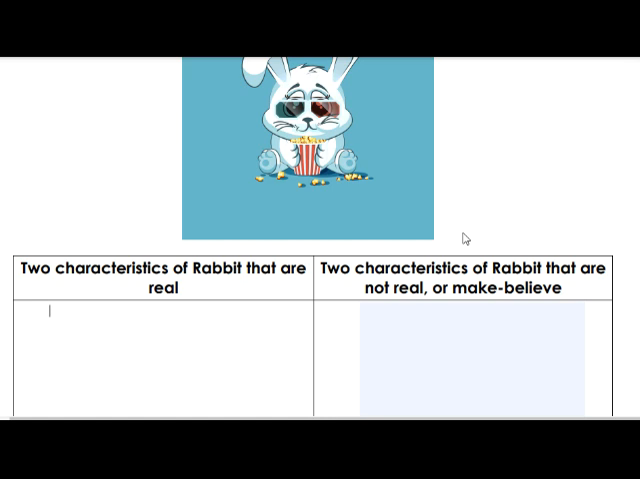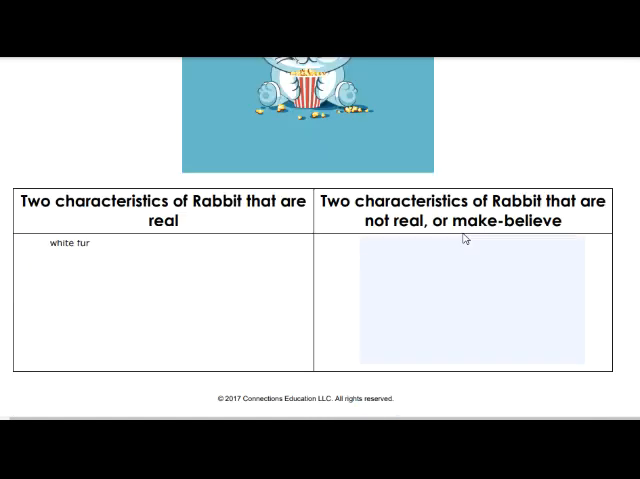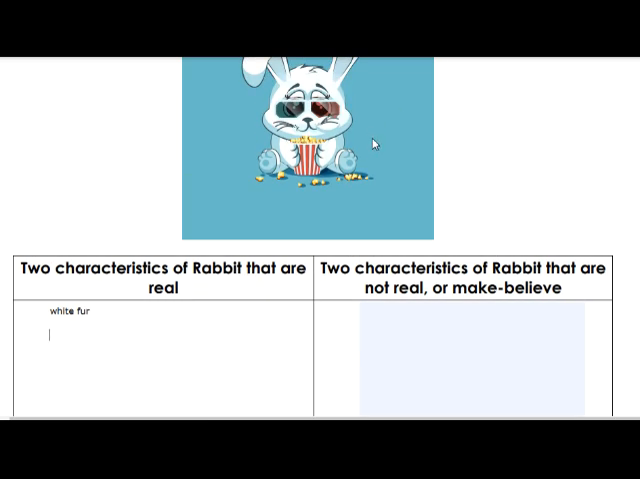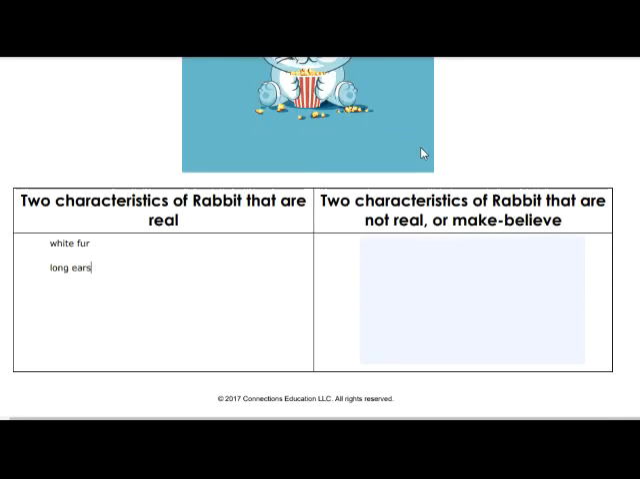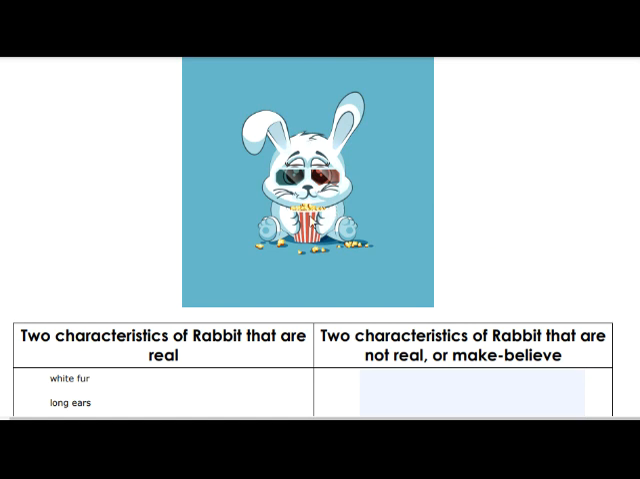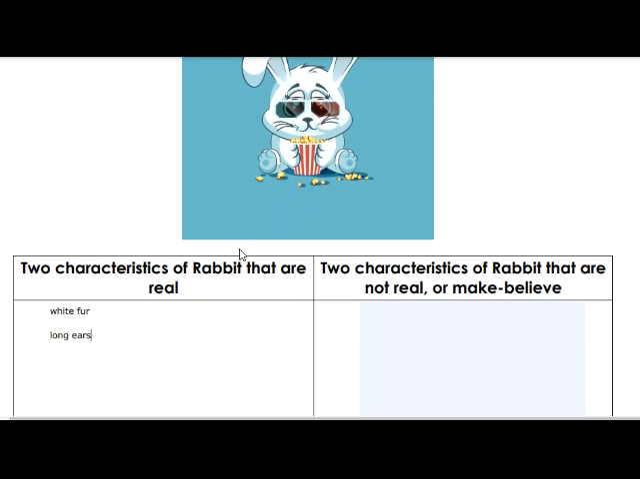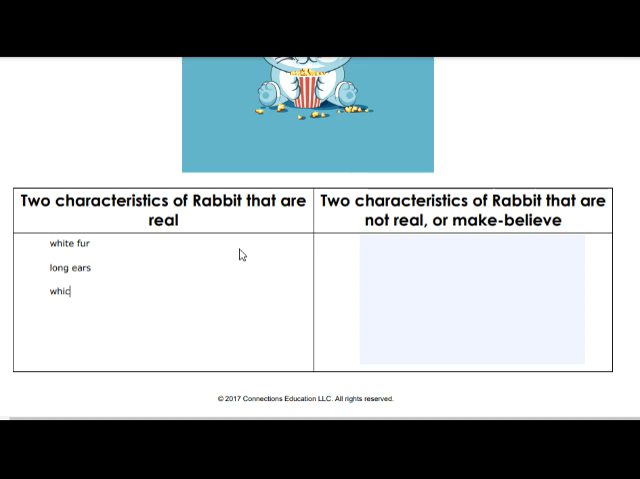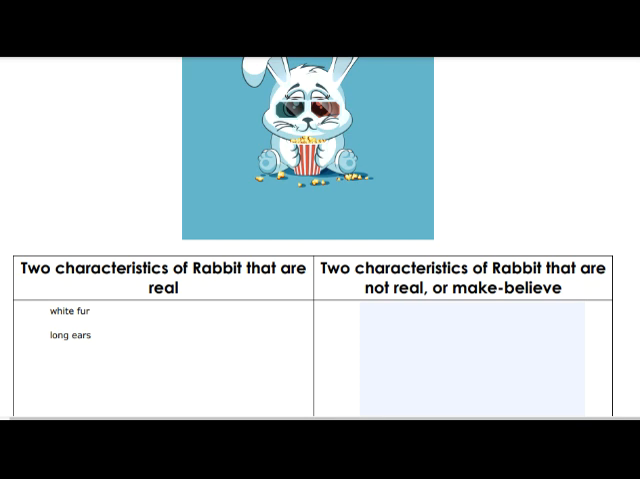I see that this rabbit has white fur. That's definitely something a rabbit in real life could have. What else do we see? I also see that the rabbit has long ears. That's definitely something else rabbits have in real life, right? There are so many things you could put in here, but you only need two. I could put it has whiskers, four legs. There are so many things I could put, but remember, you only need two characteristics. So think of the two you would like to write the most and add them to this box.